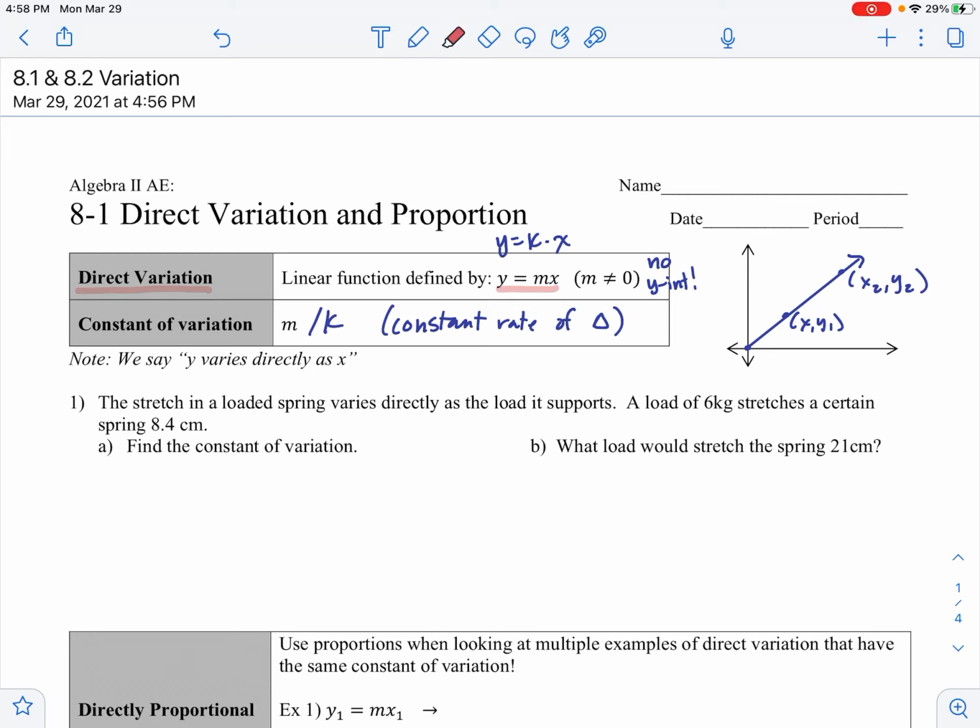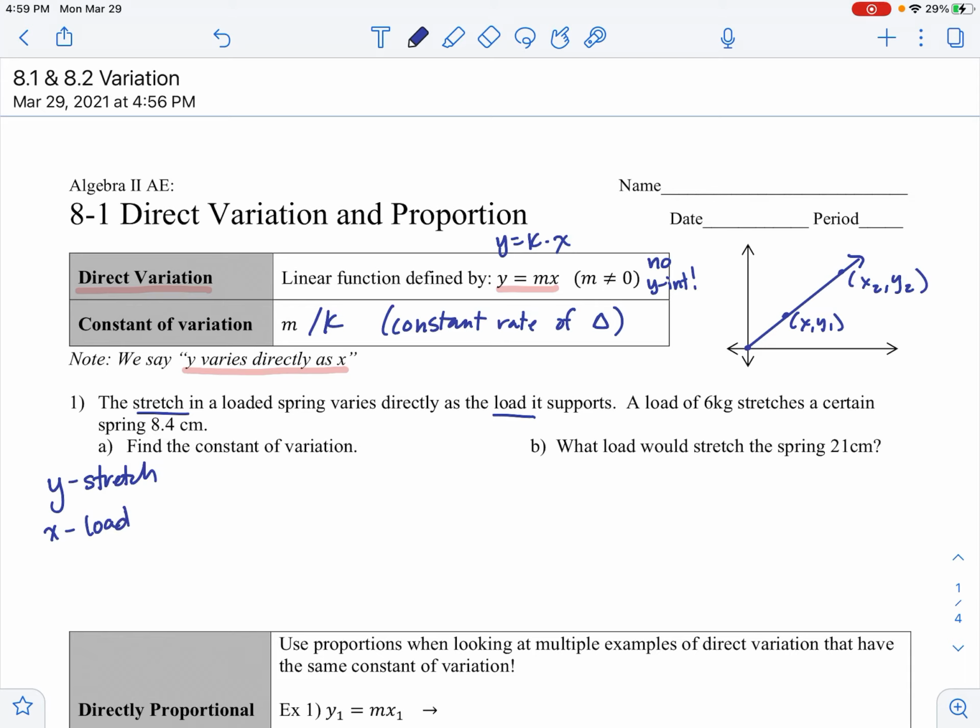When we're talking about this direct variation, we're going to say that y varies directly as x, and that's basically telling you which one is your independent variable and which one is your dependent variable. So let's take a look at a couple of examples here. We have the stretch in a loaded spring varies directly as the load it supports. Well, this is telling me that the stretch varies directly as the load, and so we're going to set up that y is our stretch and that x is our load.